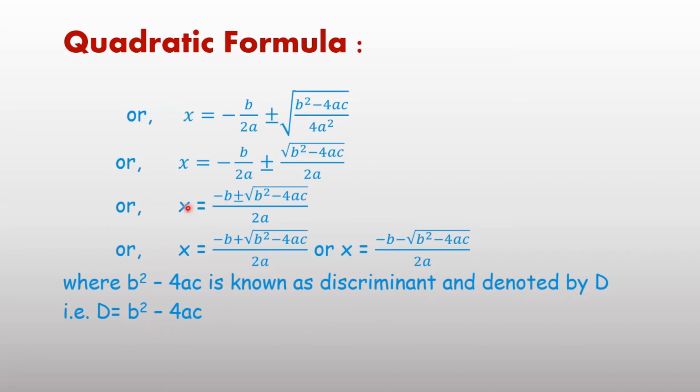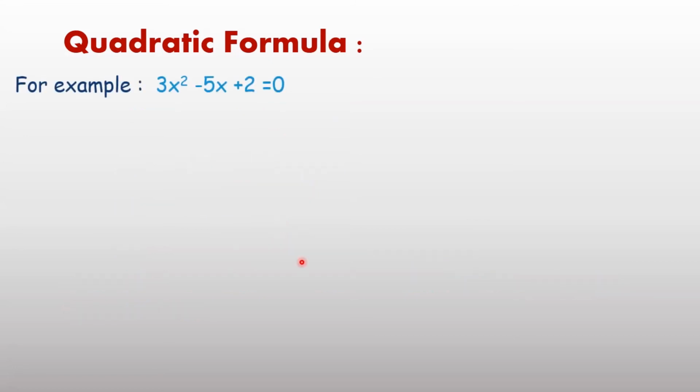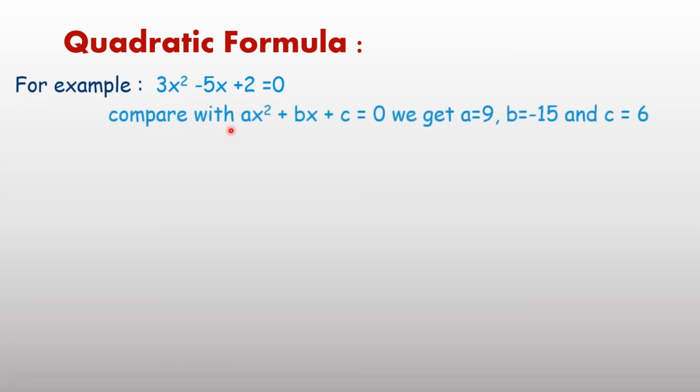If any equation is given as ax square plus bx plus c equal to 0, then directly you can apply quadratic formula as x equals minus b plus minus under root b square minus 4ac upon 2a and find the value of x. For example, 3x square minus 5x plus 2 equal to 0 is given. If you compare with standard form, a equals 3, b equals minus 5 and c equals 2.